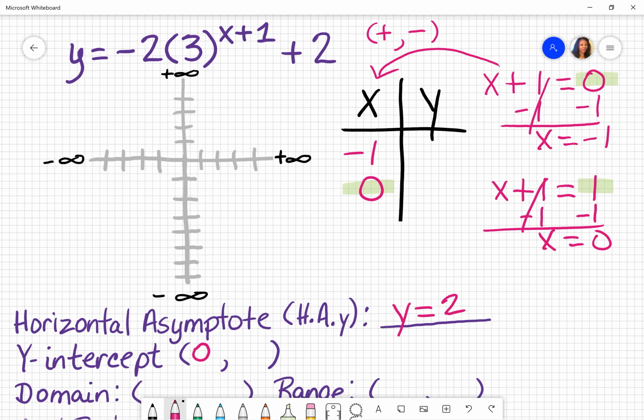Asymptote means that my graph cannot cross. You can get really close to it, but it can't cross it. Y equals 2 is going to have a dashed line, which indicates that horizontal asymptote. The y-axis is the one that's up and down, and this is where it's 2.